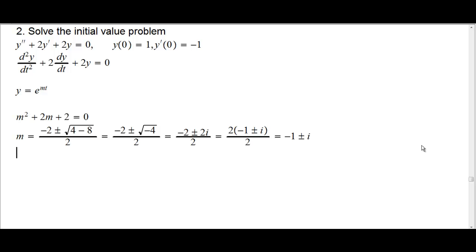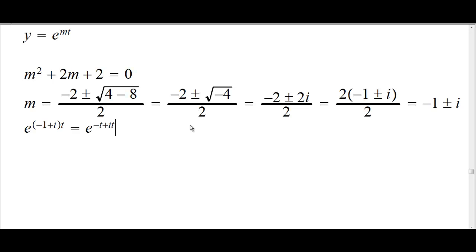So what are our two solutions? Faisal or Salim, can you help? What are our two solutions in here? One will be e to the what? E to the negative. Go ahead. Negative 1 minus i and negative 1 plus i, right? So here is t, so that becomes what? E to the negative t plus what? i t, right? Everybody?